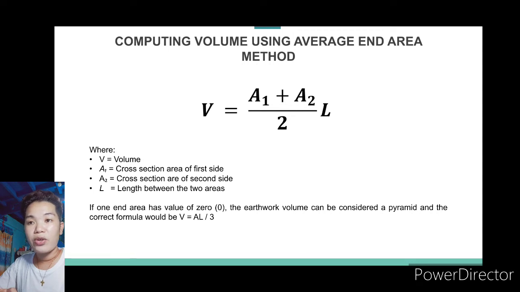Computing volume using the average end area method. Using the formula V = (A1 + A2)/2 × L, wherein V stands for volume, A1 is the cross-section area of the first side, A2 the cross-section area of the second side, and L represents the length between the two areas. If one end area has a value of 0, the earthwork volume can be considered a pyramid, and the correct formula would be V = A × L/3.